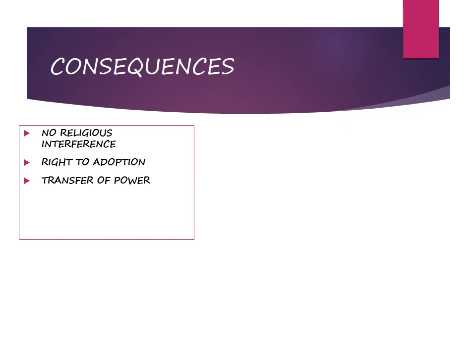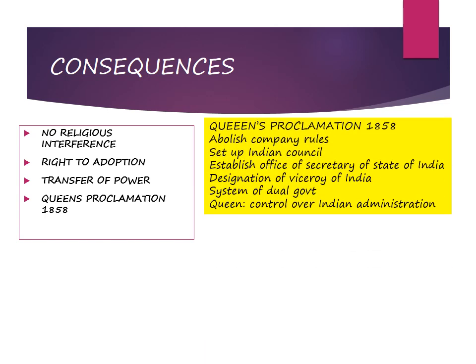The British Parliament on August 2, 1858 passed an act for the better government of India called the Queen's Proclamation 1858. This declared Queen Victoria as sovereign of British India and provided for an appointment of a Secretary of State for India. It abolished Company rule and set up an Indian Council. The Governor General acquired an additional title called the Viceroy. This gave rise to a system of dual government, where the Queen had control over the entire Indian administration.